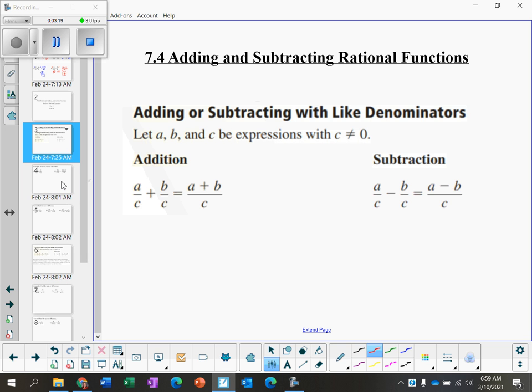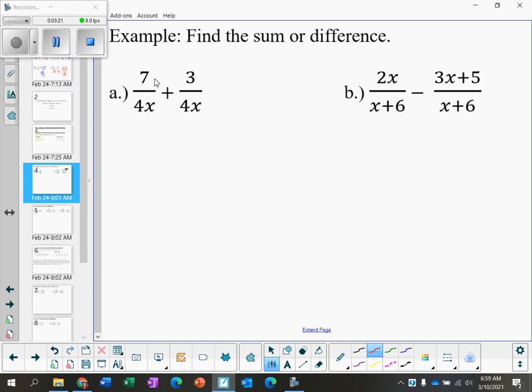So in our first example here, they both have a denominator of 4x. So my result will also be over 4x. And we're going to do 7 plus 3. So 7 plus 3 is 10. And now I'm going to reduce that. So 10 over 4 is 5 over 2, and the x is going to stay down here.